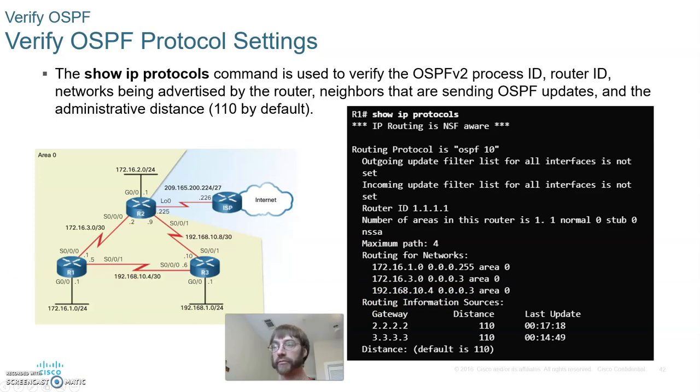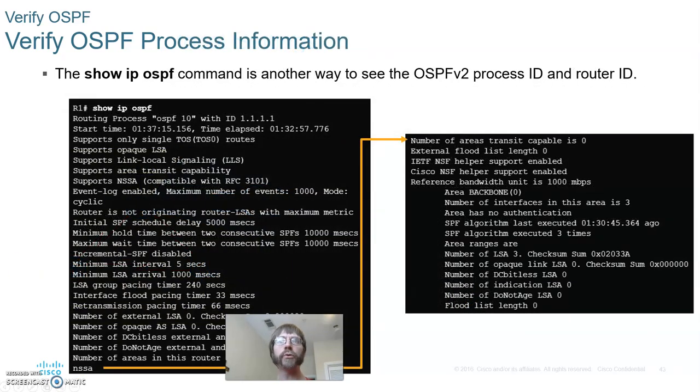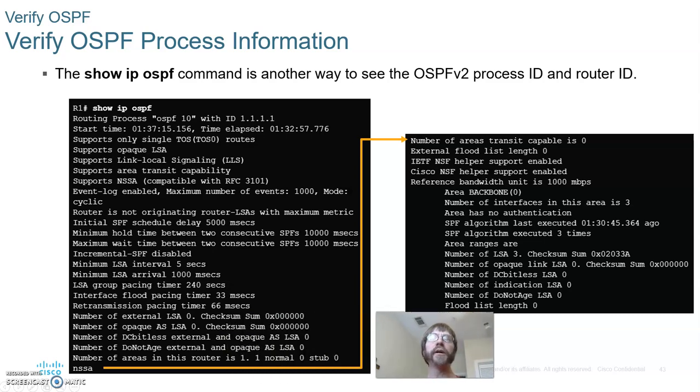Let's talk about the process information. If you do show ip ospf all by itself, you look at the process. You'll see its ID, when it was started, and how long it has been up. You'll see all the different kinds of routes that it is exchanging. And down at the bottom, you'll see fun things like what kind of area it is, if it's a backbone, the last time the SPF algorithm was run, how many areas it has, and how many interfaces it has in the area. You'll even see reference bandwidth, and so on and so forth.